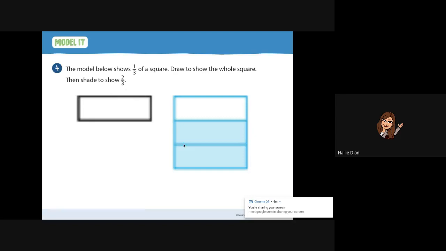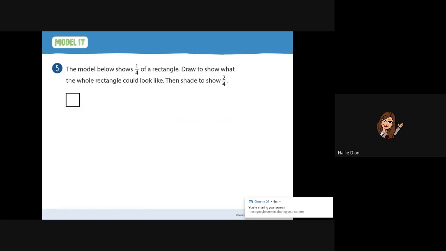This is a 2-step problem. First, we had to draw the entire model. We were only given a piece of it. And then we have to go in and shade 2/3 of it. So this is how you would show 2/3. And you could also flip it so the rectangles go up and down as well. Either is the correct answer, and either works.